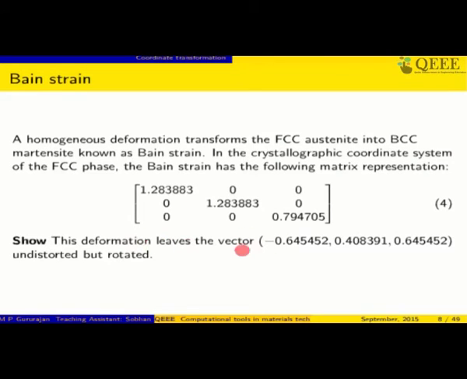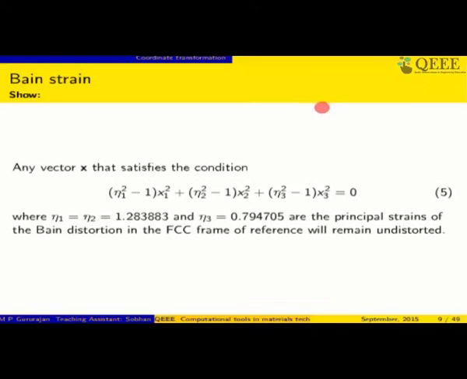We have found that the deformation leaves the vector undistorted but rotated. The next exercise that I want you to do is slightly more involved. It's really not a numerical computation, but it works on the same idea that we have been discussing. What I want you to do is to show that any vector x that satisfies this criterion, where eta 1, eta 2, eta 3 are basically the diagonal components of the Bain distortion function.